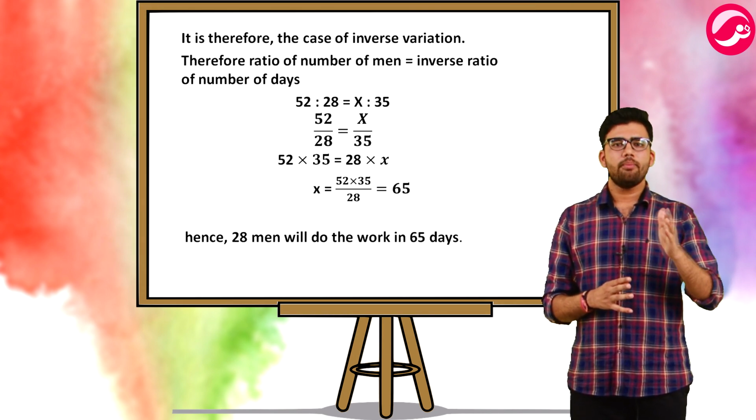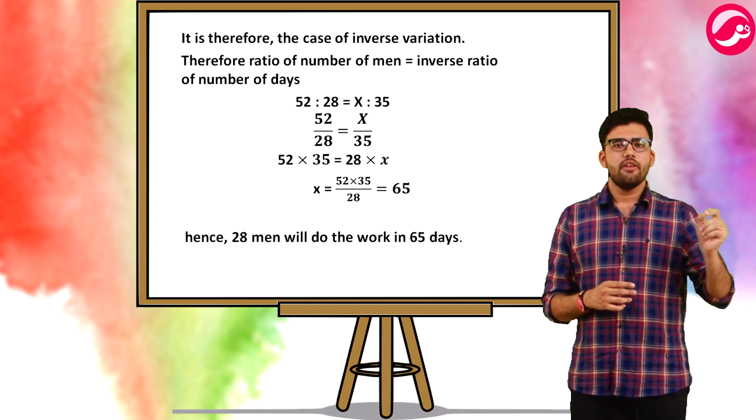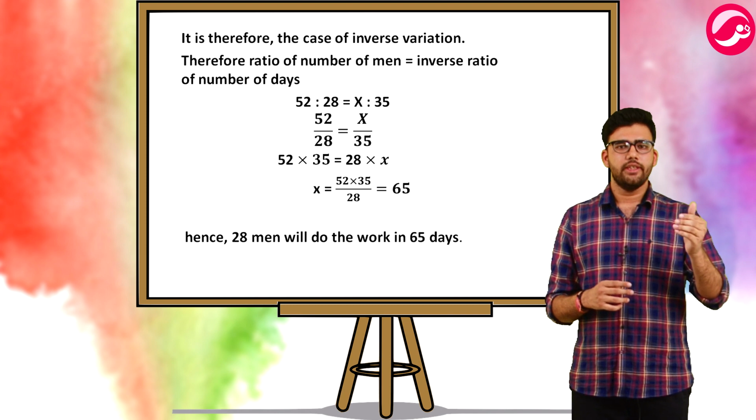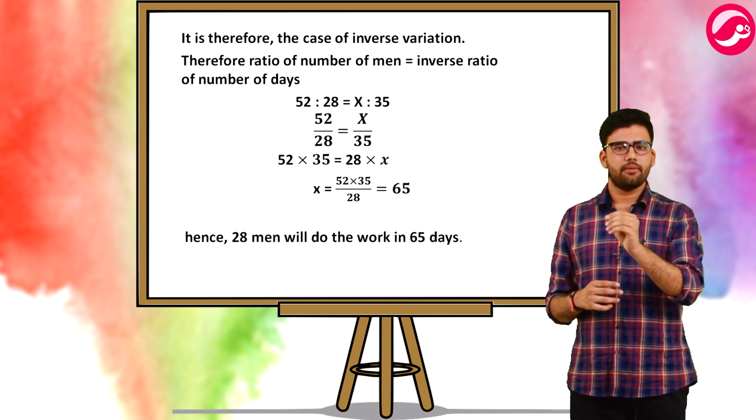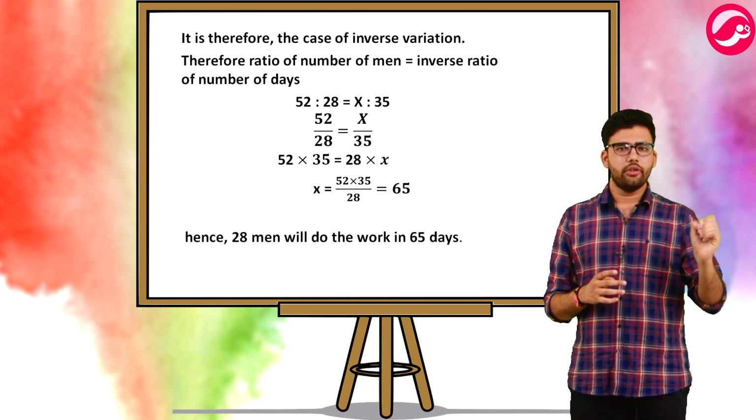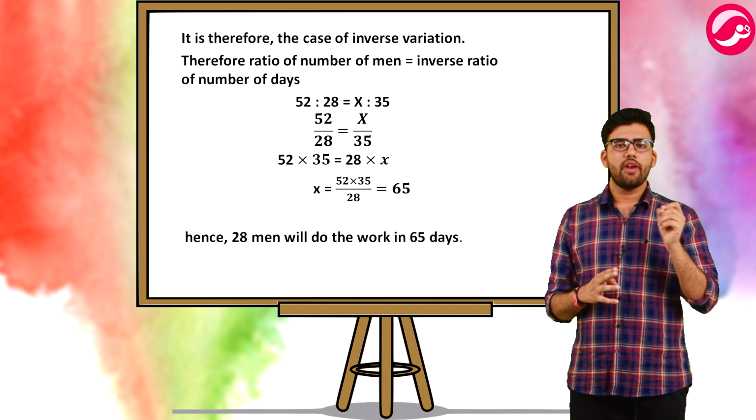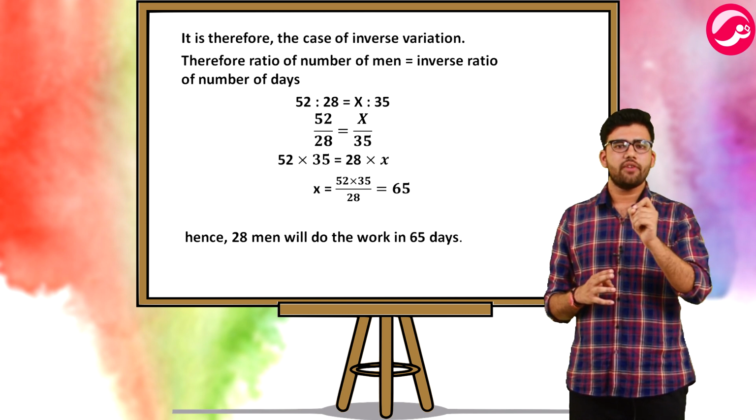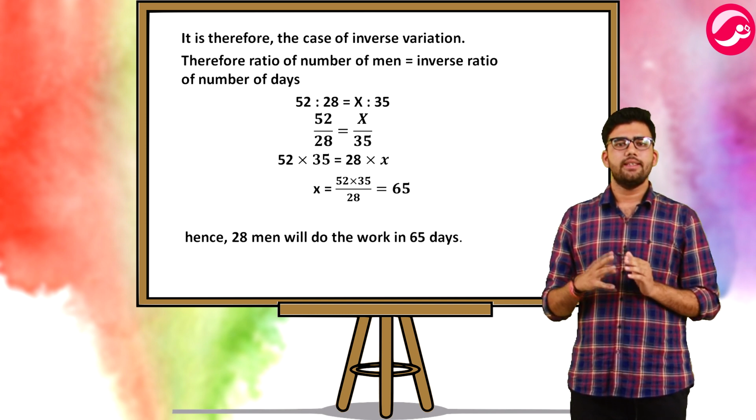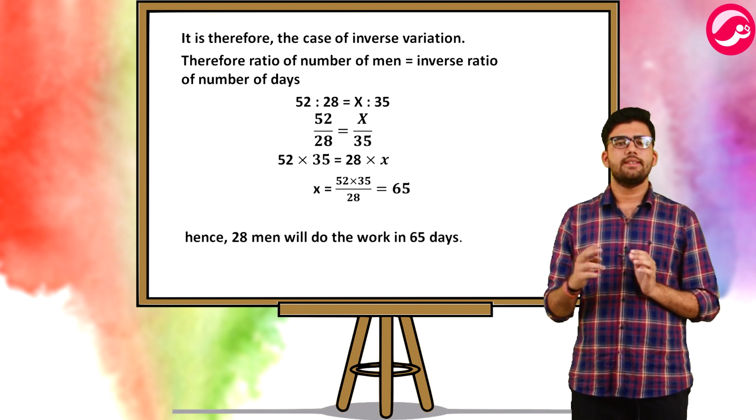Therefore, the ratio of men is equal to the inverse ratio of number of days. That is, 52 ratio 28 is equal to x ratio 35. From here, we have to calculate the value of x. 52 upon 28 is equal to x upon 35. So, the value of x will be 52 into 35 upon 28, which is equal to 65. Hence, 28 men will do the work in 65 days.